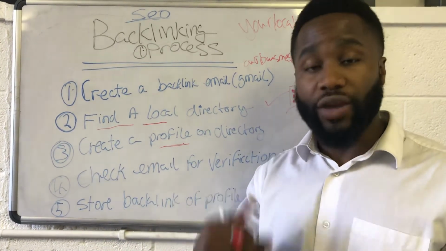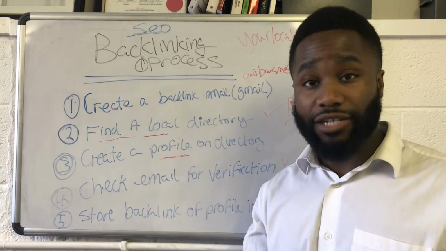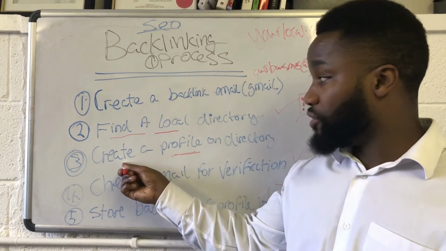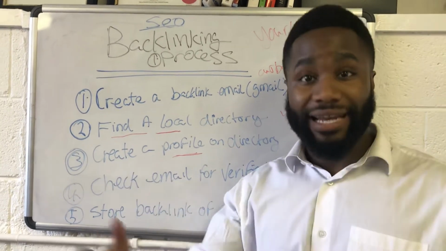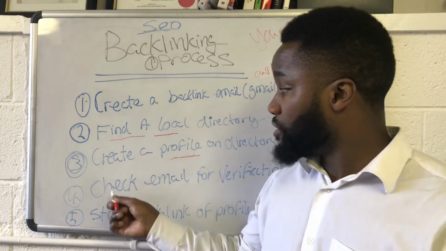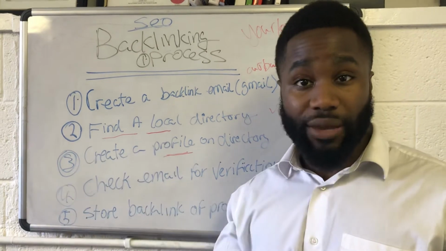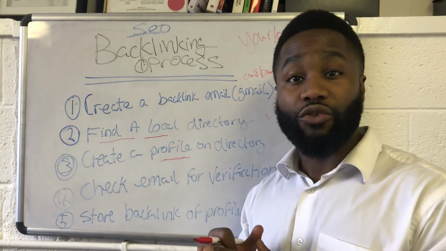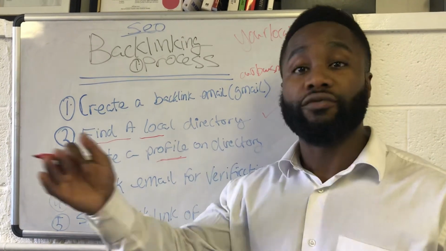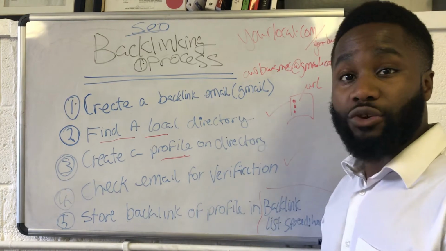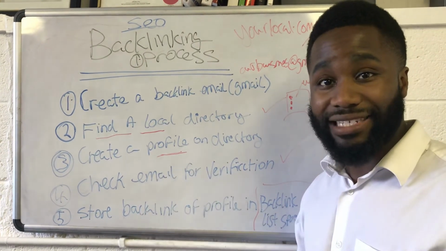Again, somewhere around this video, you're going to see a link to a list of backlinks that we have already created. The third thing you want to do then is go ahead and start backlinking on these directories and creating a profile. The fourth thing you want to do is go to your email every time you create a profile and check to see if you've been sent a verification email so you can verify. And the fifth and final thing you want to do is ensure that you create a list of backlinks and store that information.